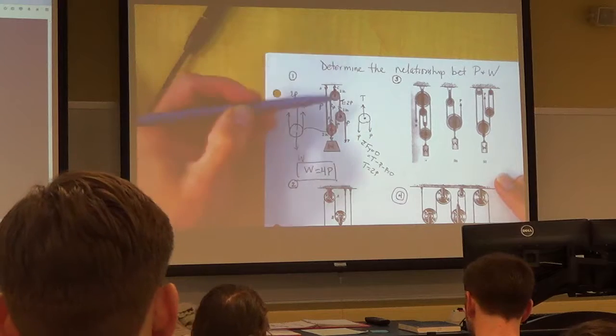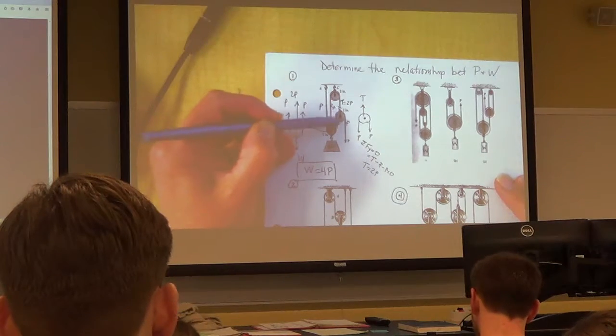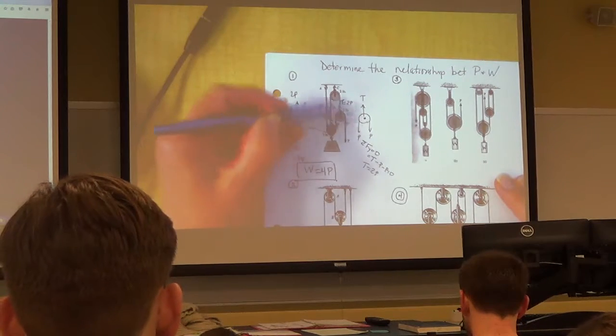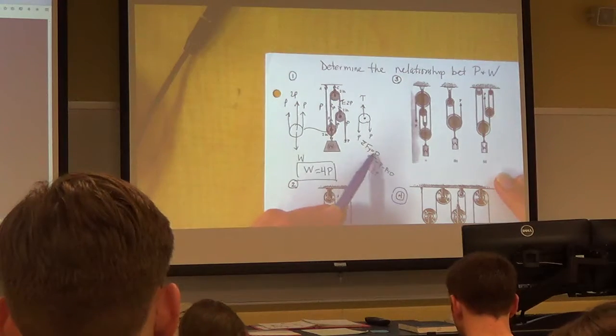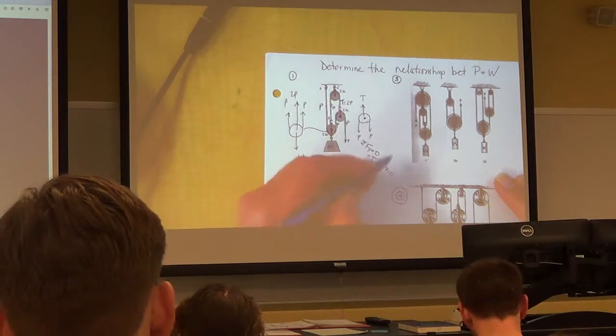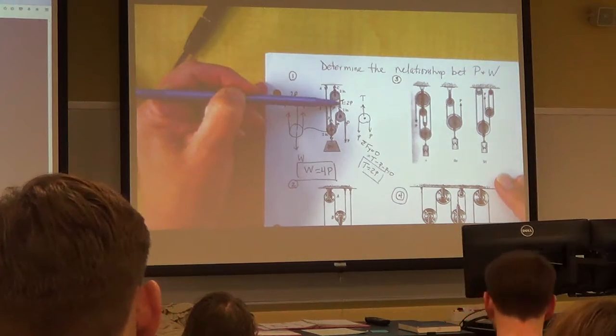Good? Okay, then I looked at this pulley right here. And it has a P going down and a P going down, and let's call this T going up. Well, because I do sum of the forces in the Y, T minus these two P's make T equal to 2P. So now I have 2P here.